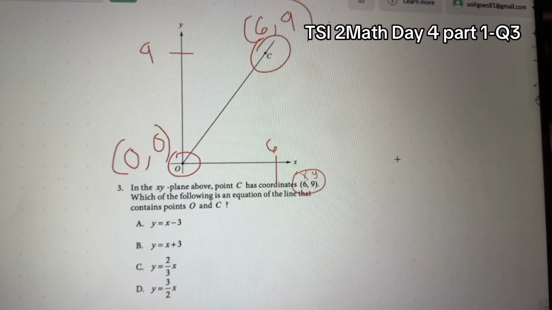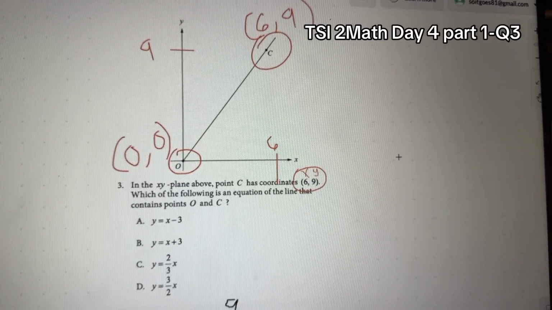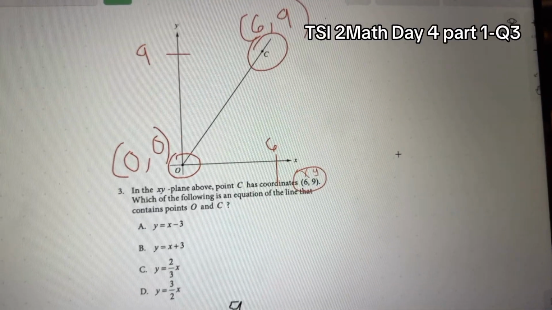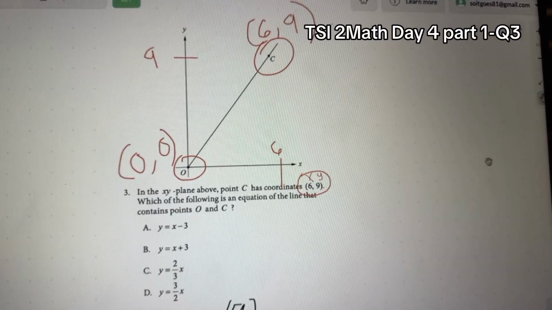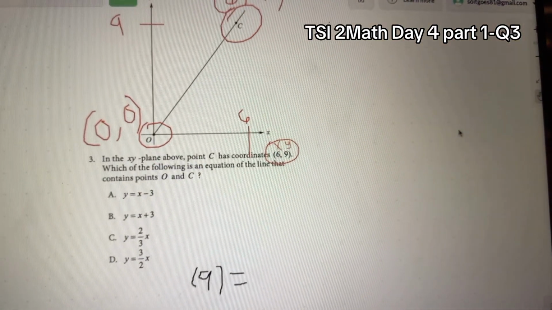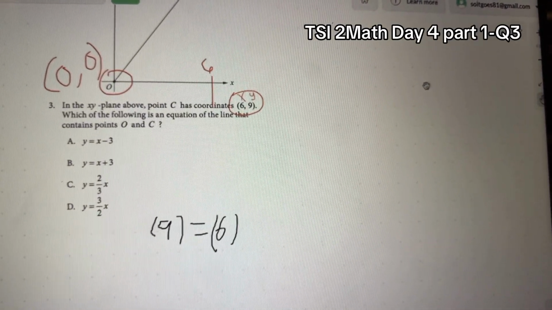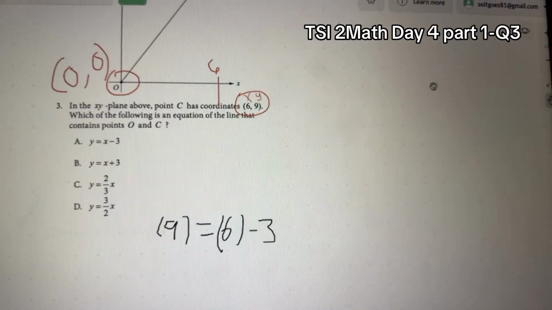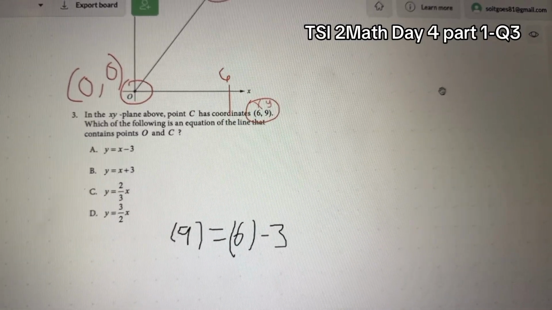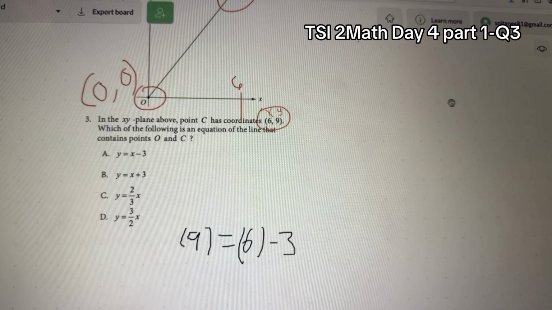Which point do you want to plug in? You choose. 9. You want to plug in the 9 for y and the 6 for x. Great. All right. So let's test answer choice A. Good. Love to use the parentheses there. Is that a true statement? Is 9 equals 6 minus 3? No. That's crazy. Answer choice A is gone.